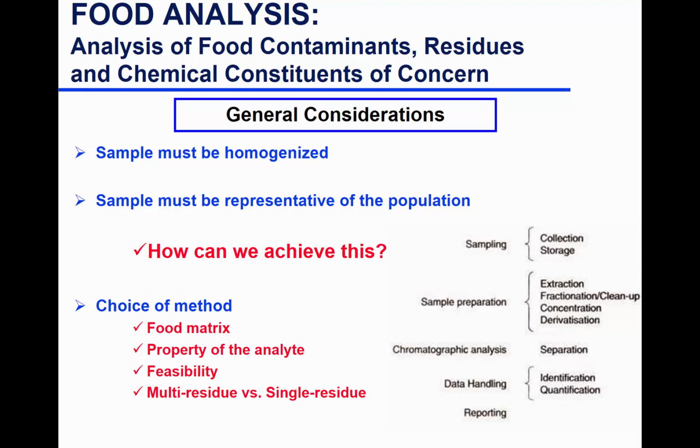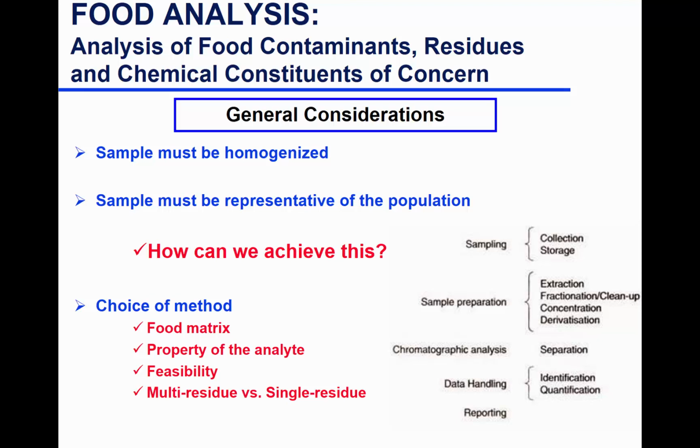And feasibility, sometimes two different methods would work, but what's more feasible, cost effective, less complicated, gives me the answer that I need. And whether I want to go for multi-residue or single residue. What I mean by multi-residue is, let's say I'm looking for pesticides, and I know that this farm is using 5 different pesticides. So I need a method that will allow me to detect all of them and quantify all of them. We call this multi-residue analysis.